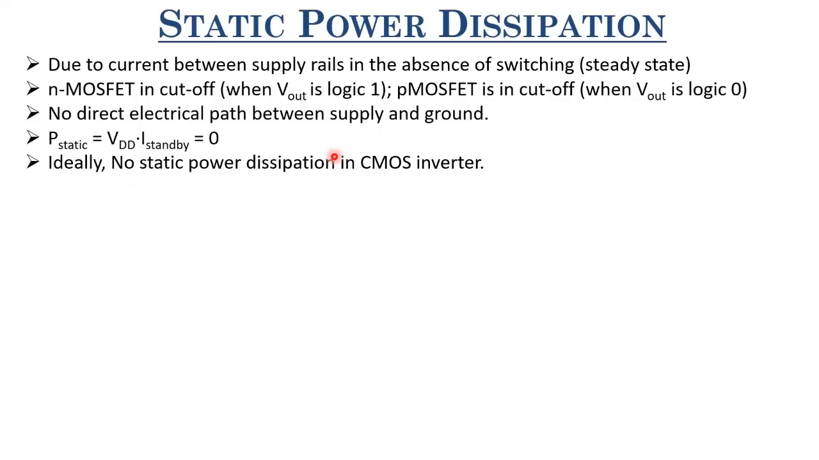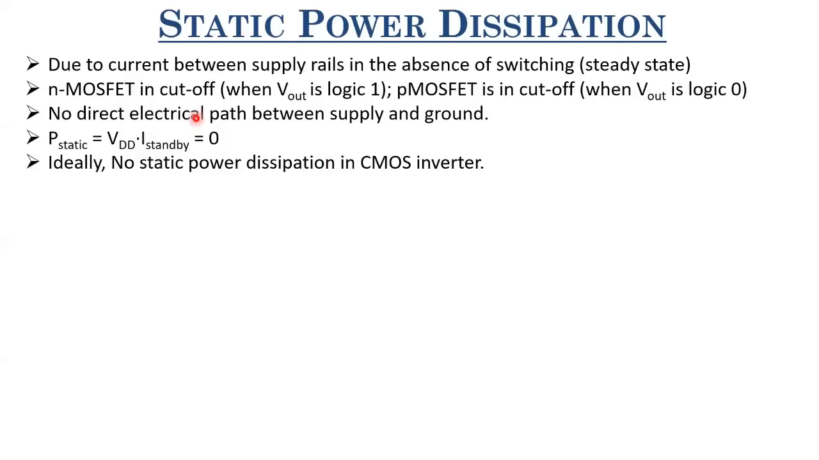And this is a pretty good situation as compared to using resistors as a load or even using biased MOSFETs as a load. We saw in those cases that there was a static power dissipation and that was huge. But compared to that, ideally, your CMOS inverter shows no static power dissipation.